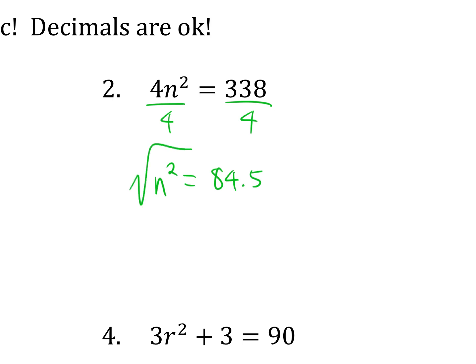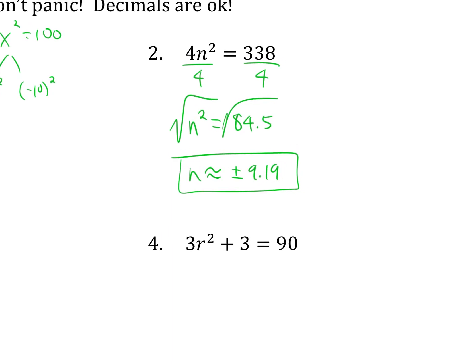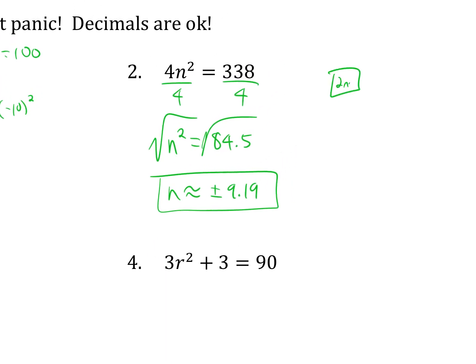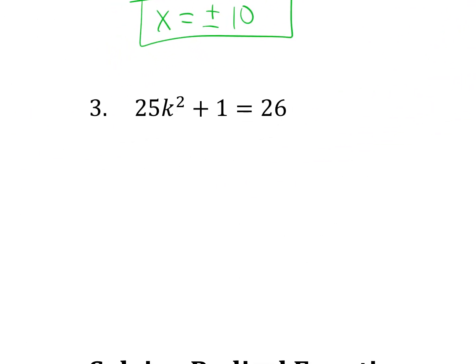Undo an n squared by doing square root. So we get n. And since it's a decimal, an irrational number, we're going to do approximately plus or minus 9.19. That's our answer. Okay, make sure in the calculator you do second, then you do x squared to take a square root, okay? All right, number 3. I get 25k squared by itself. How do we do that? Minus 1, so we get 25k squared equals 25. Divide by 25.